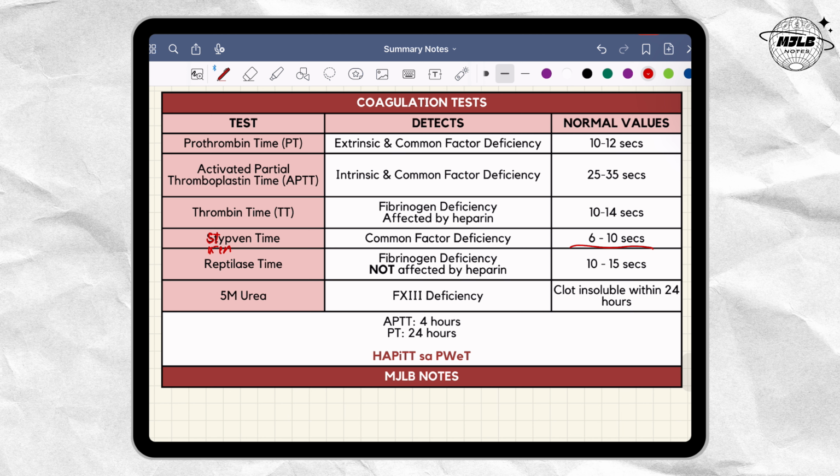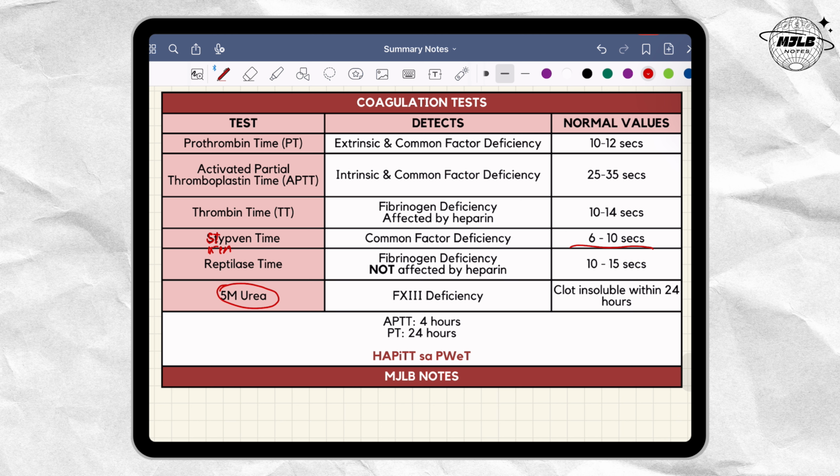Then last one is your 5-molar urea. So 5-molar urea, this detects your factor 13 deficiency. And itong factor 13 deficiency is quite unique kasi lahat ng coagulation factors are normal. So PT, APTT, thrombin time, they're all normal. But the only abnormal test would be nga your 5-molar urea.